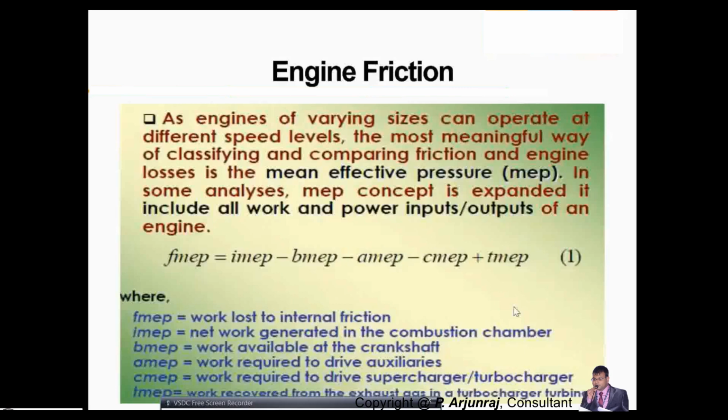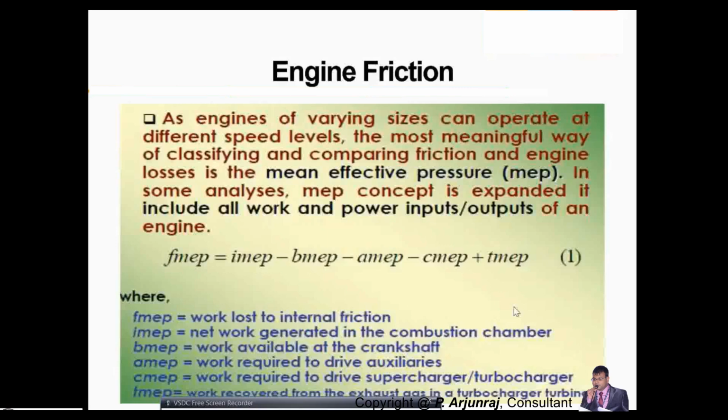We have seen friction power is nothing but indicator power minus brake power. This indicator power is the power which is measured inside the cylinder, and brake power is the one which is measured at the output of the crankshaft. So brake power is indicator power minus friction power, which means the brake power is also affected by this friction power.